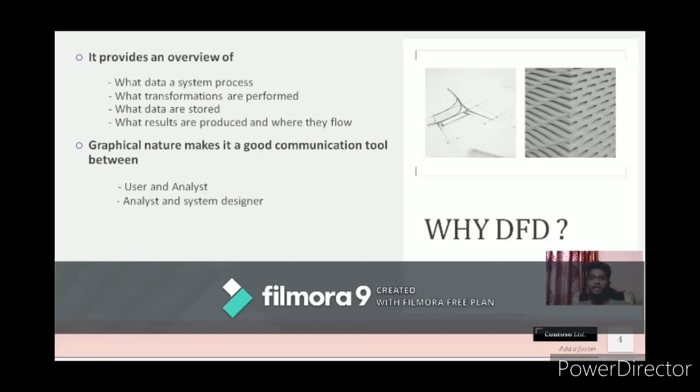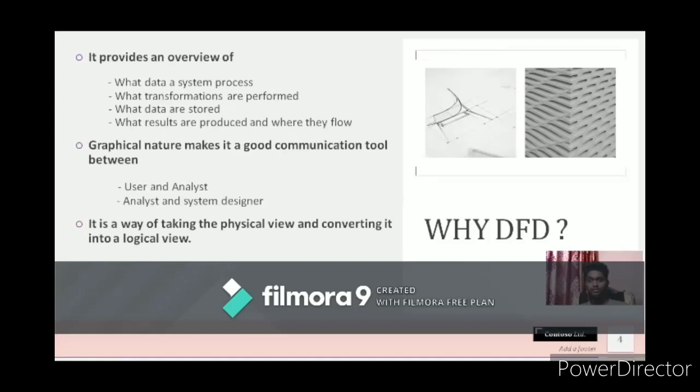And the next is analyst and system designer. The system is one of the main components of DFD. The analysis is performed with the system designer to acquire better results from this kind of DFD. And it is a way of taking the physical view and converting it into the logical view. We already said that there are two types of DFDs, physical DFD and logical DFD.